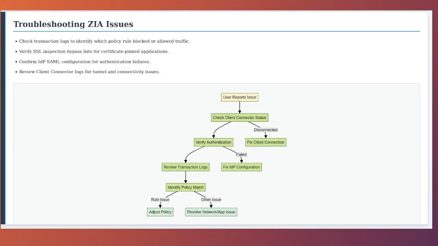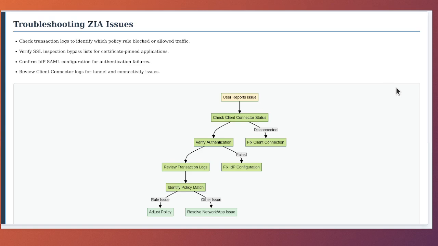Check that the assertion consumer service URL matches exactly. Review the identity provider logs to see if assertions are being generated successfully. Common issues include clock skew, certificate mismatches, and incorrect attribute mappings.